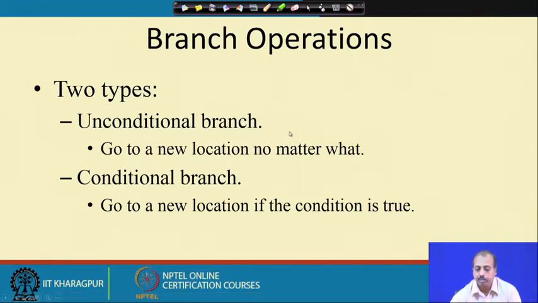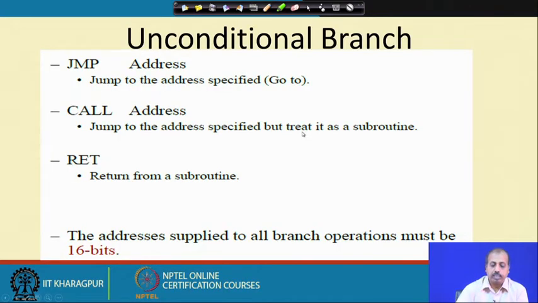So next, this is the unconditional branch type of instruction, like jump followed by an address. The address is a 16-bit address, so it jumps to the address specified. It is something like a goto that we have in some high level programming languages. There is another unconditional branch, which is known as the call instruction. The call instruction is similar to the procedure call that we have in high level languages. Here, call is followed by a 16-bit address, and this new 16-bit address is a subroutine.